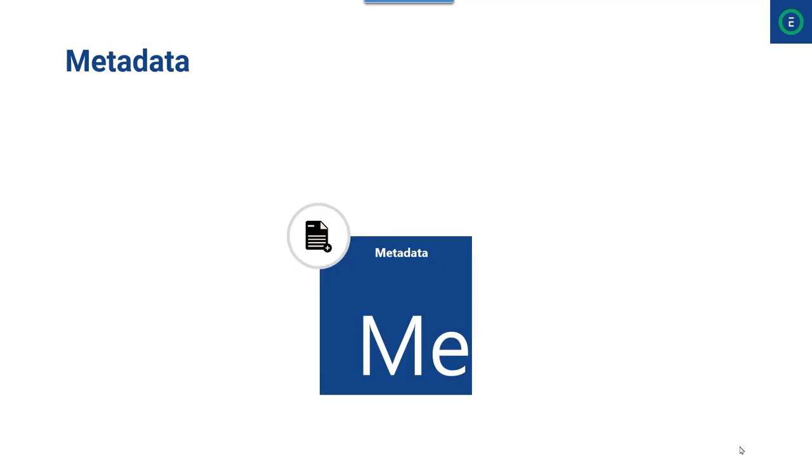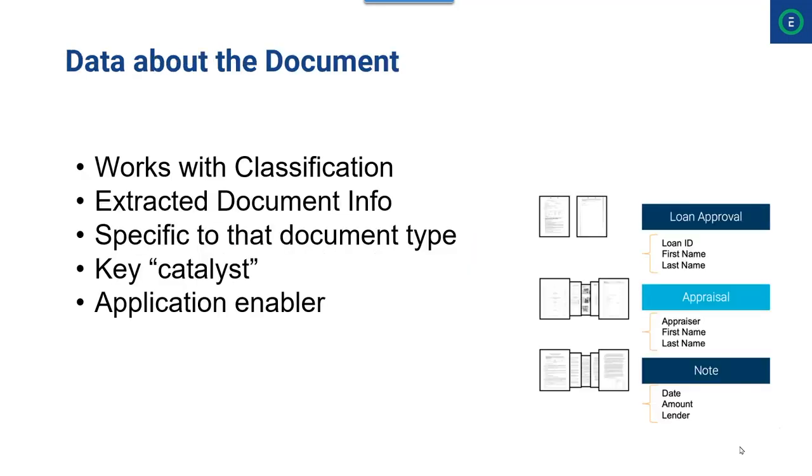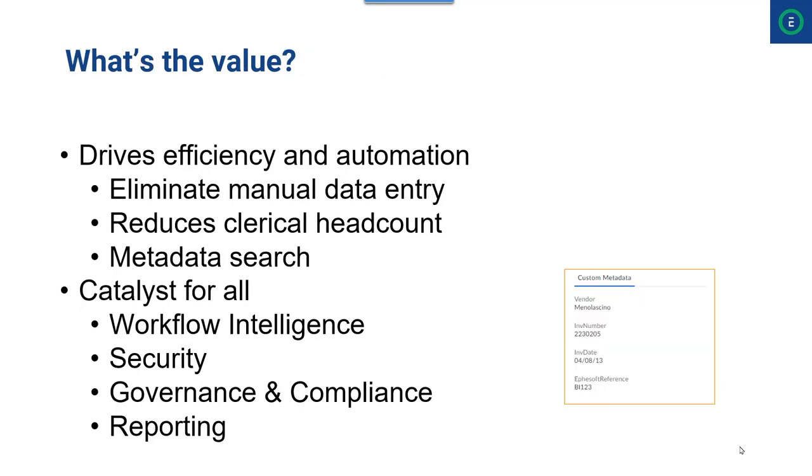Metadata, or data about data. Now that classification has been done, we can extract data based on the document type. This information can be a true enabler for applications. The metadata we need varies by document type. Beyond the value of eliminating manual entry of data, having metadata that is specific to a type of document extends the value. Even more importantly, the information needs to be accurate and validated.